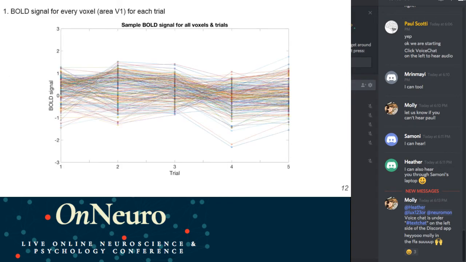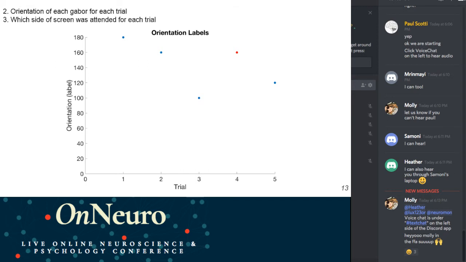So I'm just showing the different data files here visually. So for instance, here are 5 trials with the bold signal for all of the voxels. Here are the respective orientations of each gabor for every trial. This is only looking at the left hemisphere. So because they wanted to separately analyze the left from the right hemisphere, that's why you don't see 2 gabors on every trial. This is only the gabors presented on the left side of the screen. And the blue and the red dots correspond to what side was being attended. Red means that they were attending to the left. Blue means that they were attending to the right.